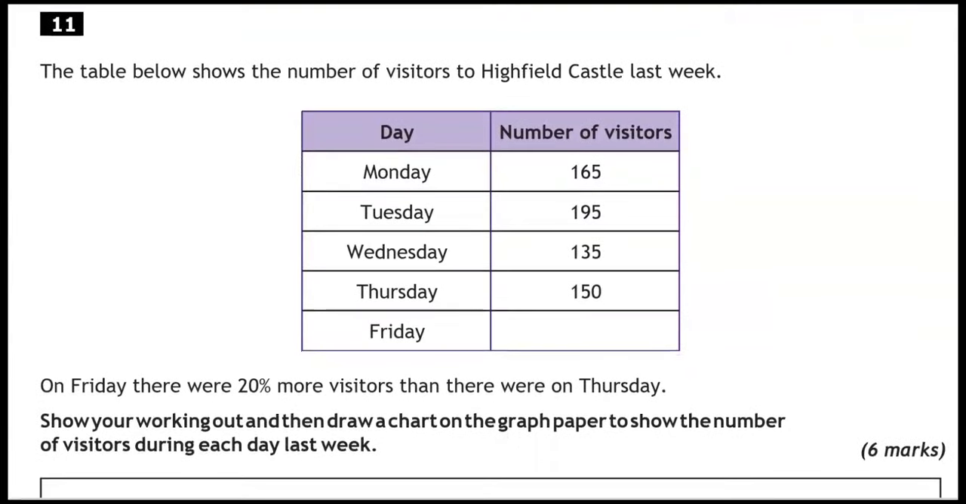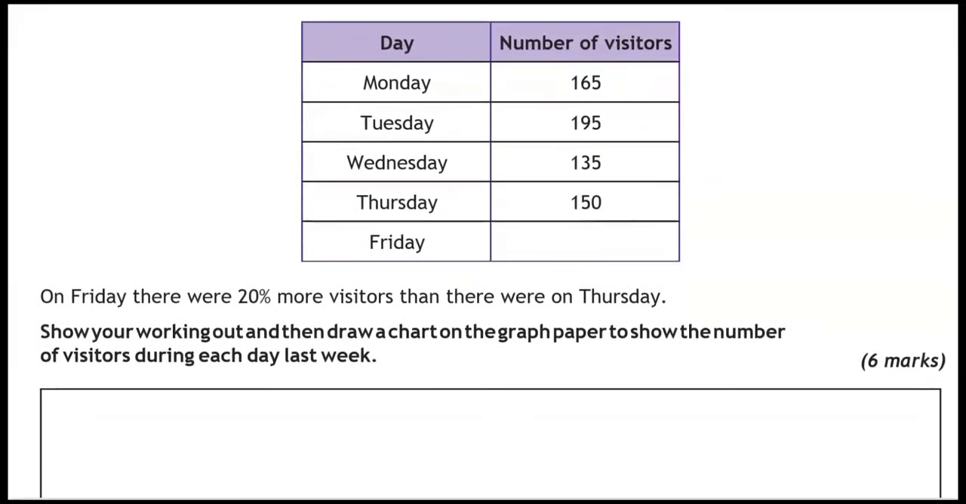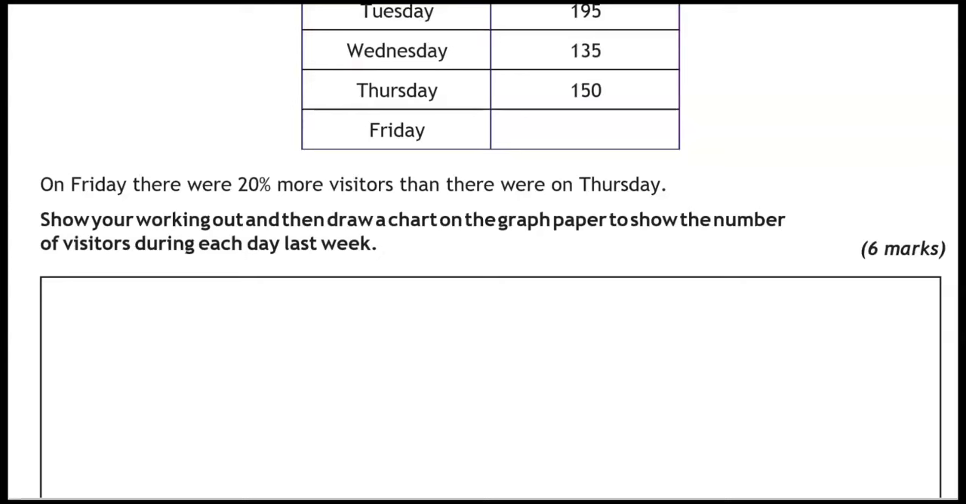The table below shows the number of visitors to Highfield Castle last week. On Friday, there were 20% more visitors than there were on Thursday. Show your working out and then draw a chart on the graph paper to show the number of visitors during each day last week. So first of all, let's work out the number of visitors on Friday, which is 20% more than Thursday.